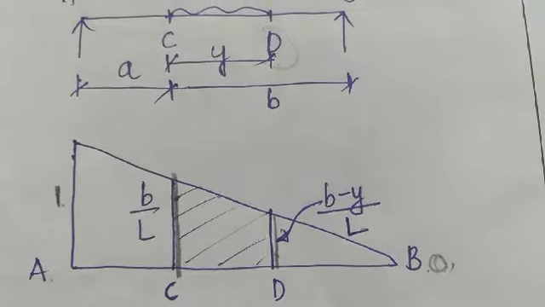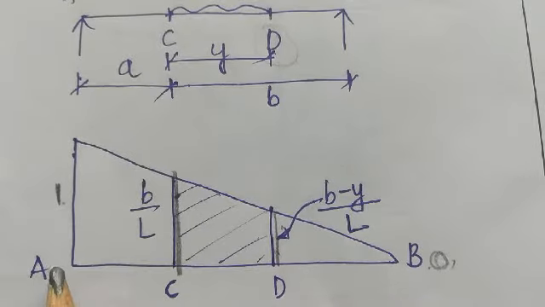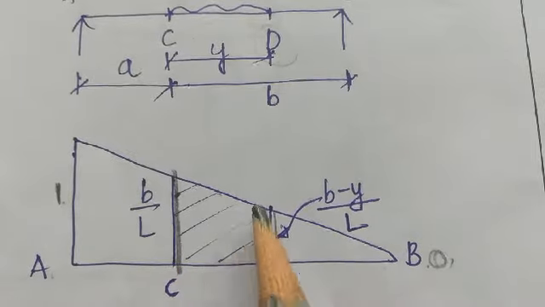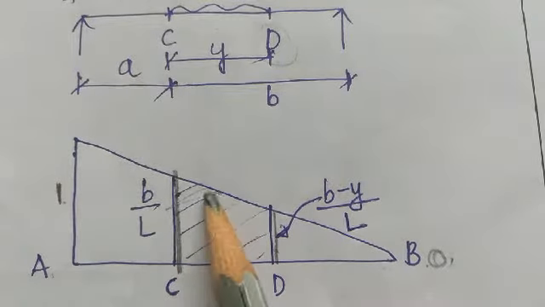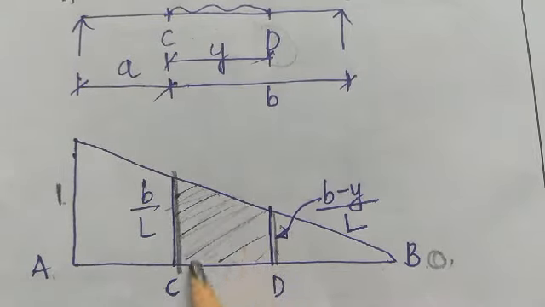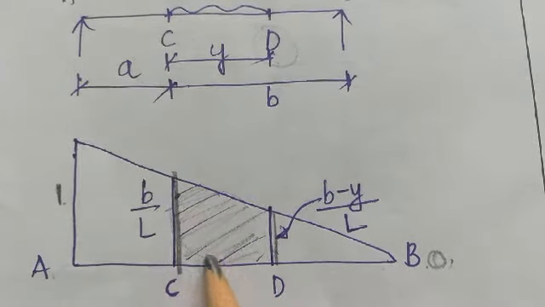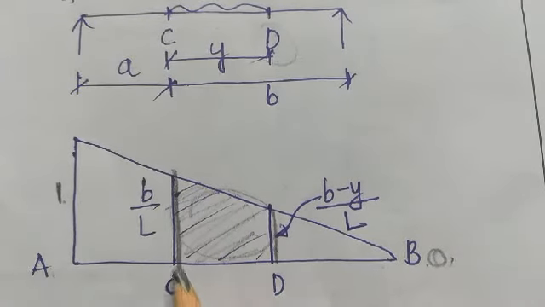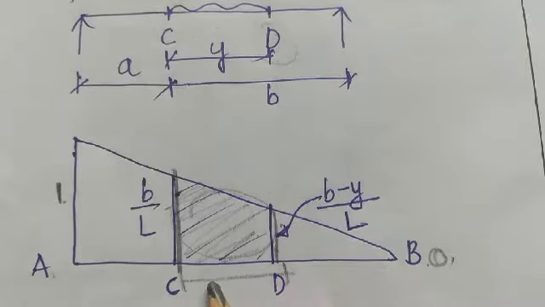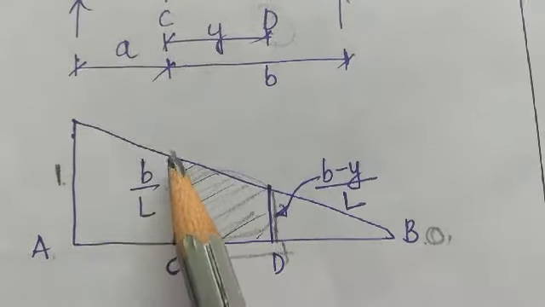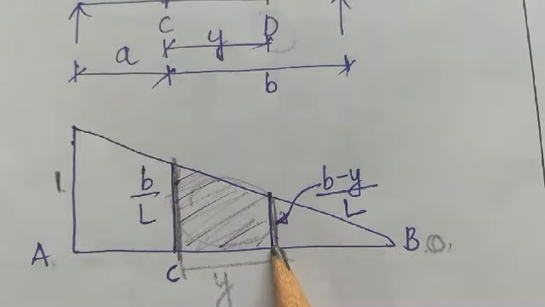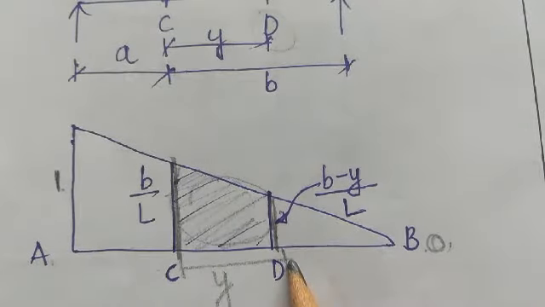Maximum positive shear force at A is given by what? Load multiplied by the area under the UDL. Now how do we calculate the area under the UDL? Half base into the summation of the ordinates at C and D.